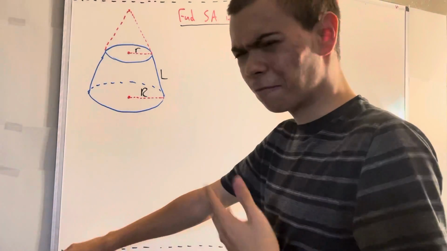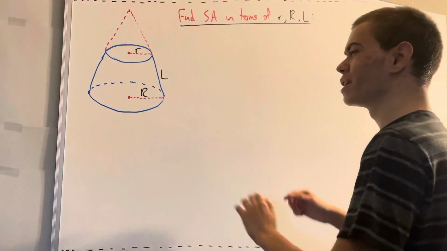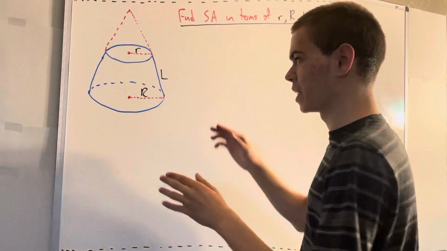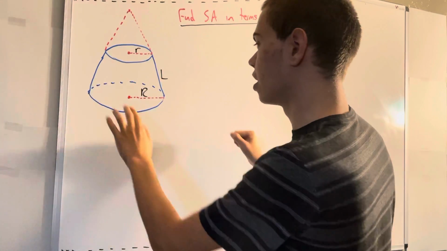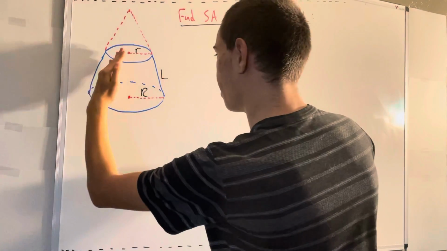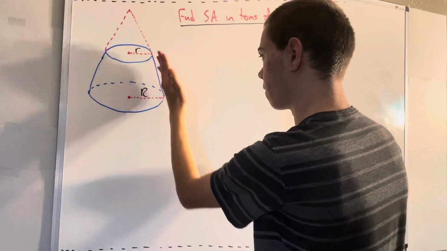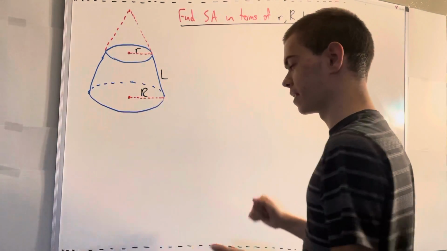Now, when I'm saying we're going to find the surface area of the frustum, we're not going to include the areas of the circular bases. So we're not going to include this area right here, and we're not going to include this area right here. We're including the area right here, the surface area of our frustum. It does not include the circular bases.